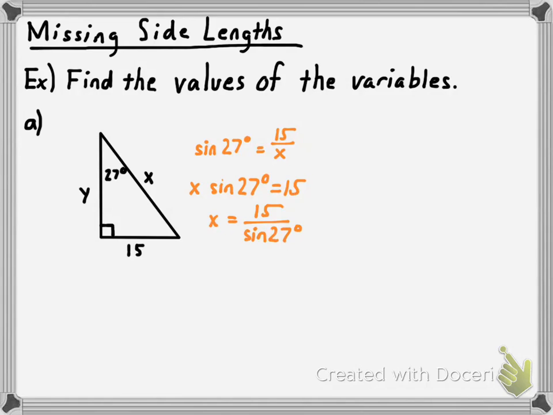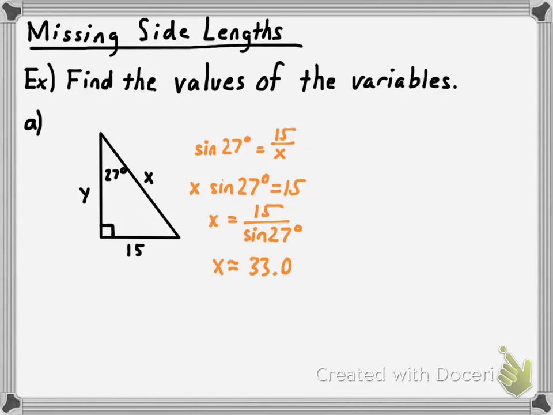Now let's use three significant figures. Let's go the standard IB route. As long as your calculator's in degree mode, you're going to get this. Divide 15 by the sine of 27 degrees. And you're going to find that x is approximately 33.0. That 0.0 is important because we rounded to that. This thing was not exactly 33 units long. All right, so that's how we found the value of x.